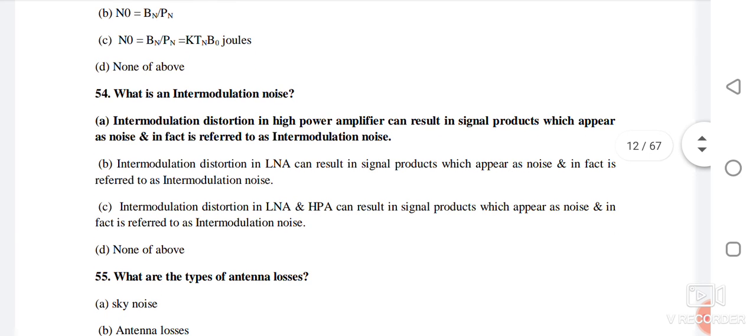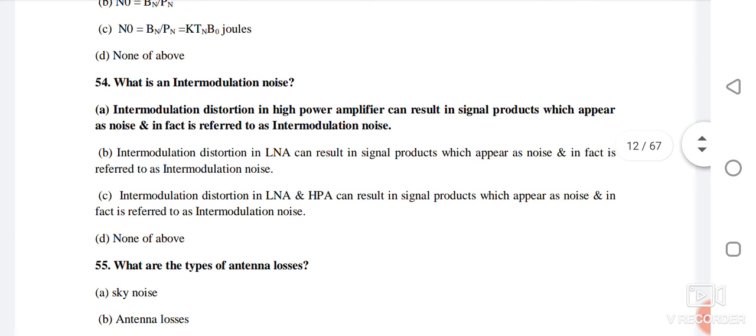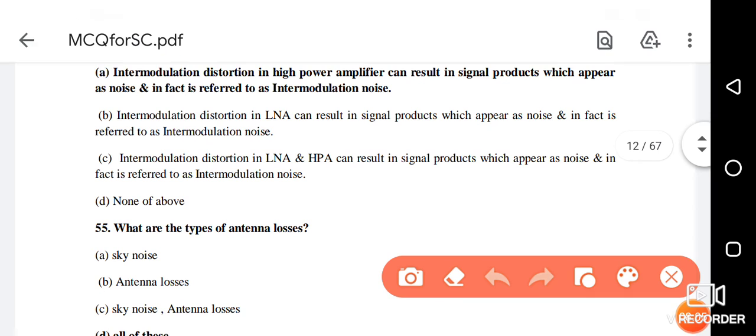What is intermodulation noise? Intermodulation noise is distortion in a high power amplifier which can result in signals that appear as noise. This is referred to as intermodulation noise. So option A is correct.